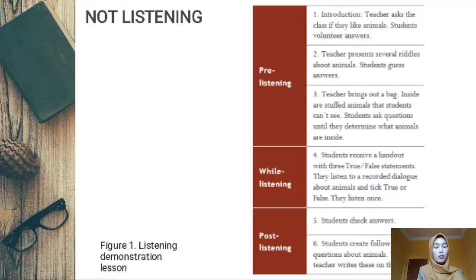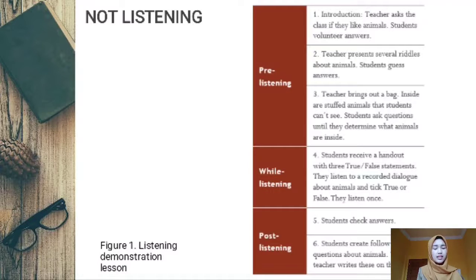And then in the while-listening stage, students receive a handout with 3 true or false statements. They listen to a recorded dialogue about animals and mark true or false, and they listen once. In the post-listening stage, students check the answers and then students create follow-up questions about animals. The teacher writes these on the board.